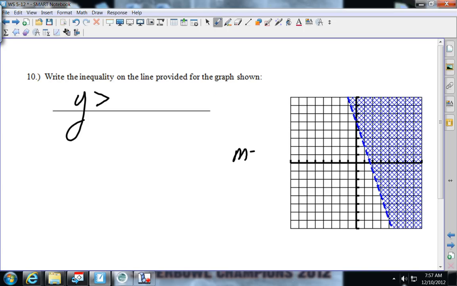Now I need to find my slope and my y-intercept. The y-intercept is always the easiest. 1, 2, 3, 4. Well, maybe I'm looking at 5, I think. It's 4? It's 5. Okay, so I have 0, 5. Now my slope: down 1 and over 1. Too far. Down 2 and over 1. Too far. Down 3 and over 1. Let's test it. 1, 2, 3 and over 1. Yes. Down 3 and over 1 is -3 over 1, which is -3. So it'll be y is greater than -3x plus 5.